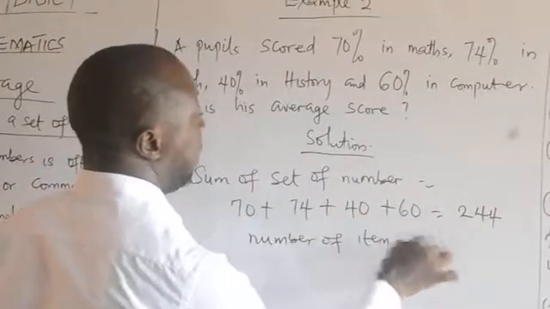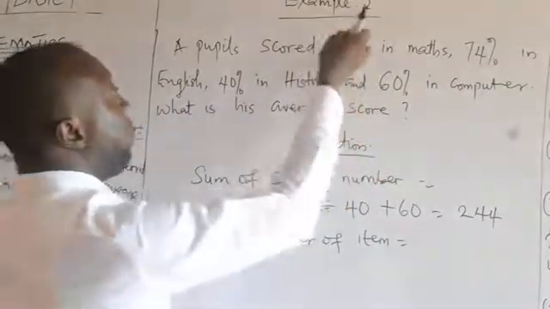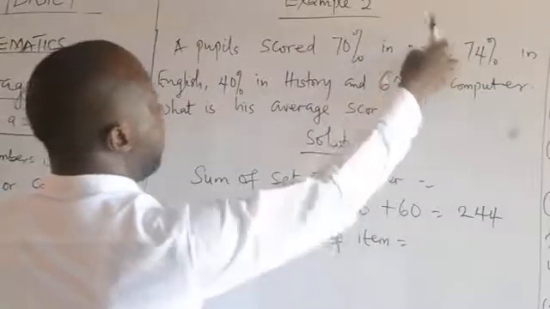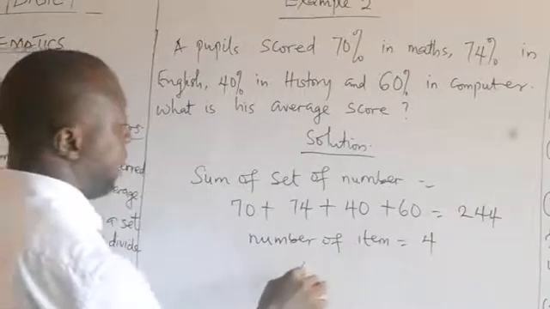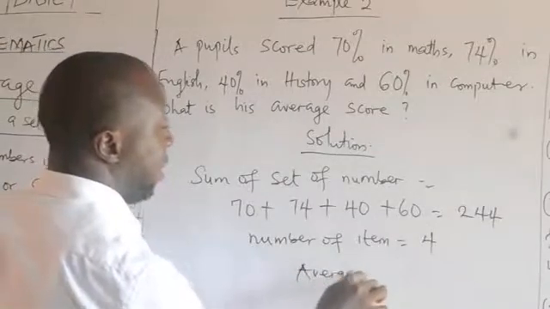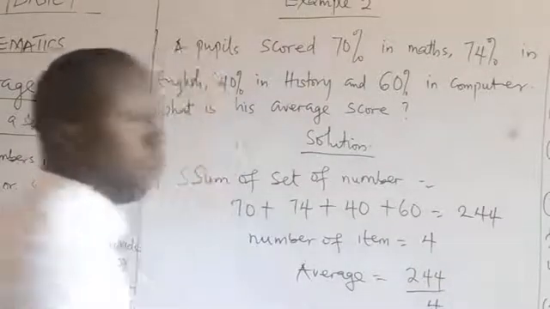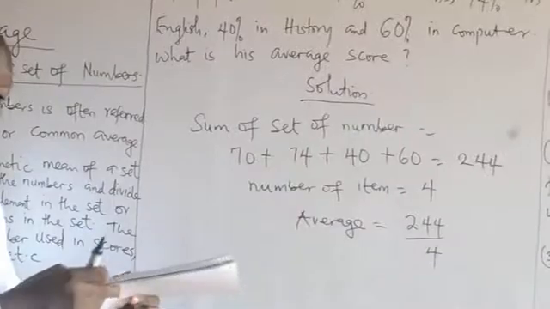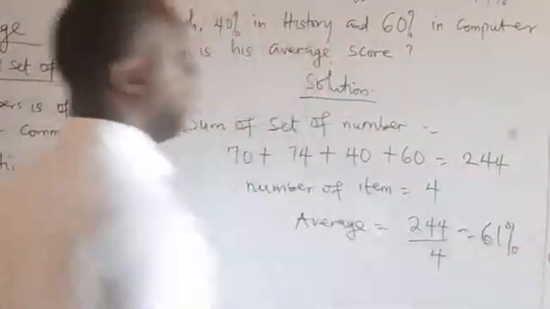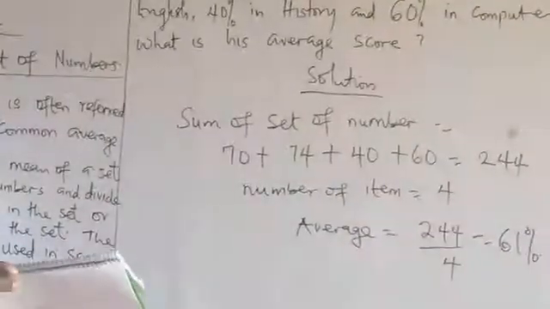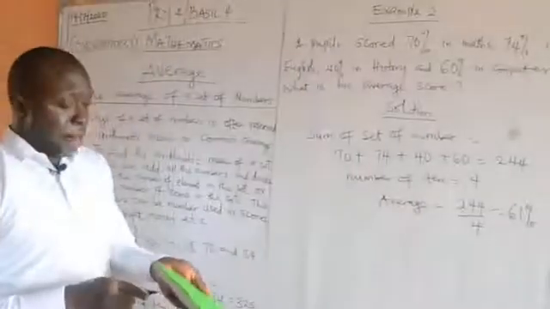And the number of items is equal to the number of subjects, the scores in each subject. How many subjects do we have? 1, 2, 3, 4. That is 4 subjects. So the average is equal to 244 divided by 4. If you divide 244 by 4, you end up getting 61%. So the average score is 61%.